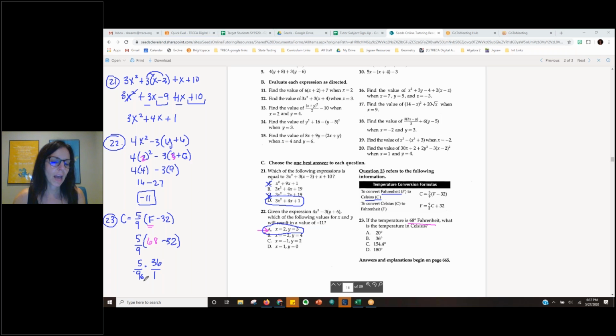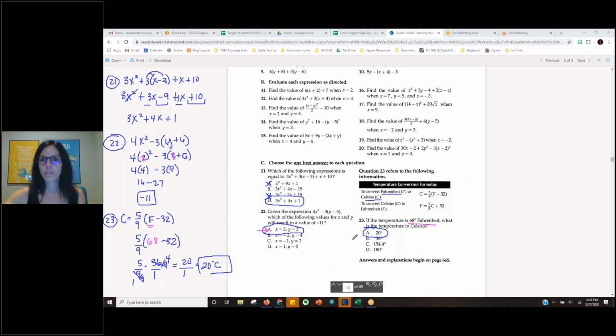9 divides into 9, and it also goes into 36. So 9 divided by 9 gives me a 1. I'm going to cross that out and put a 1. 36 divided by 9 gives me a 4. I'm going to cross that out and put a 4. Now, if you multiply across, you have 5 times 4, which is 20. You have 1 times 1, which is 1. I'm going to rewrite it as just 20. They're saying if the temperature is 68 degrees Fahrenheit, what's the temperature in Celsius? It's 20 degrees Celsius. And if you look, it's multiple choice. The answer is A. So this is about a 30-minute lesson.